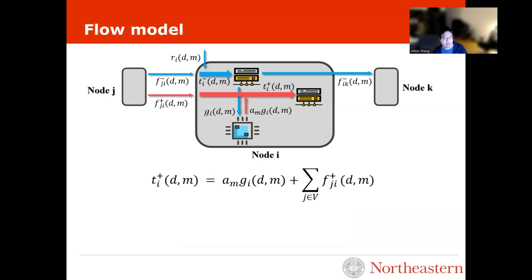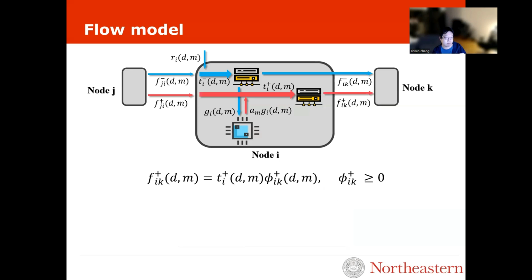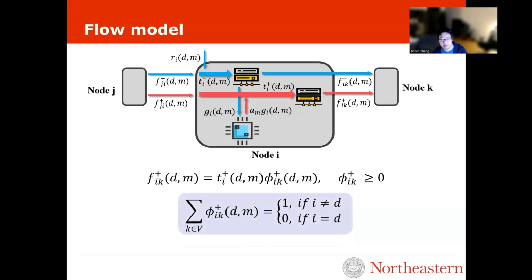Now similarly, t_i plus contains all the ingoing f plus and the result generated at node i itself, which is a_m times g_i. And this t_i plus is put into the result router, and the fraction phi_ik plus is routed to node k. The constraint here is slightly different. The sum of all phi plus should be 1 if node i is not the destination. However, if node i is the destination, this sum should be 0, meaning all these phi plus should be 0.